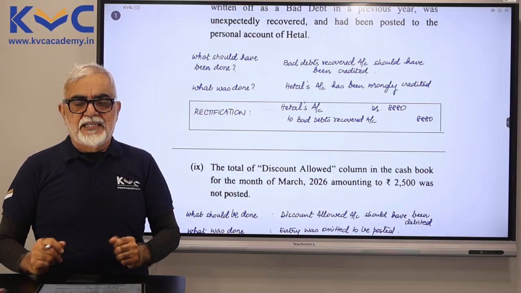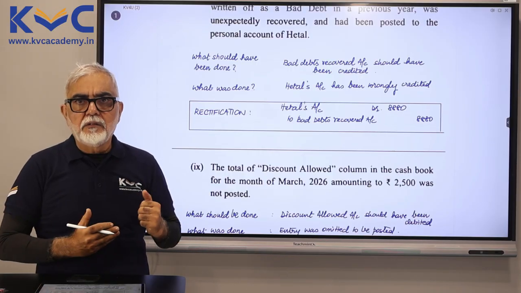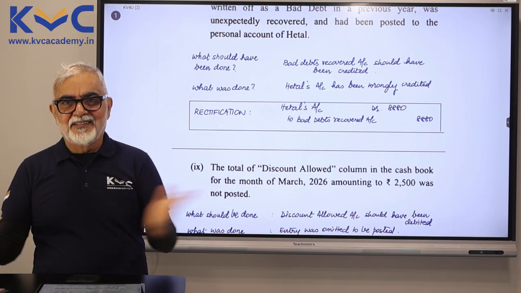The discount allowed column in the cash book, amount of 2,500, was not posted. You didn't do the posting. A one-sided error, you post it. You say discount allowed account debtor to suspense account. Simple.